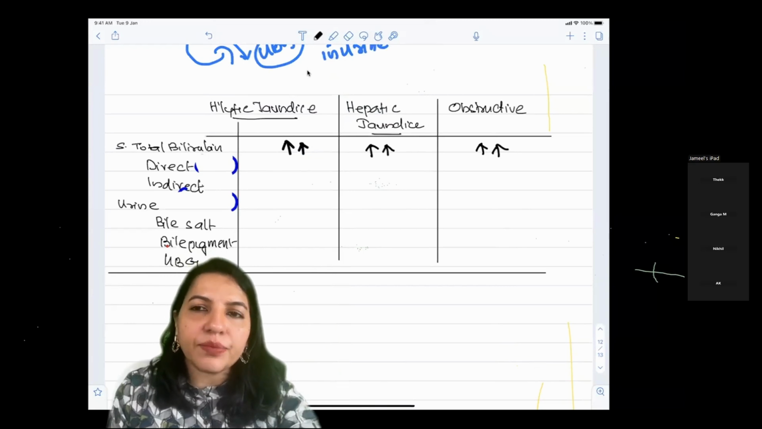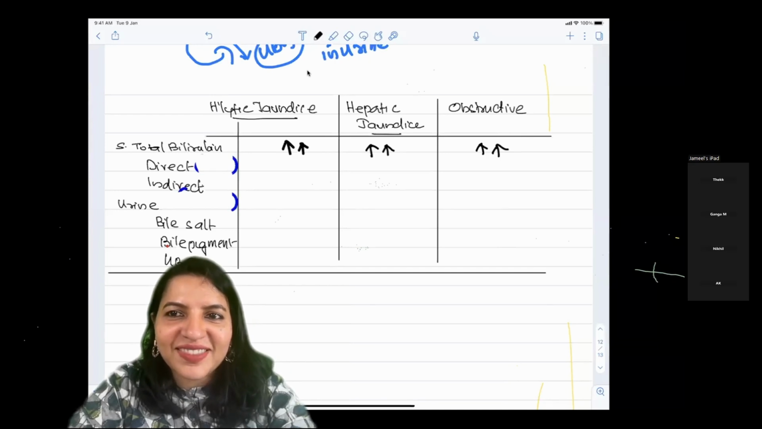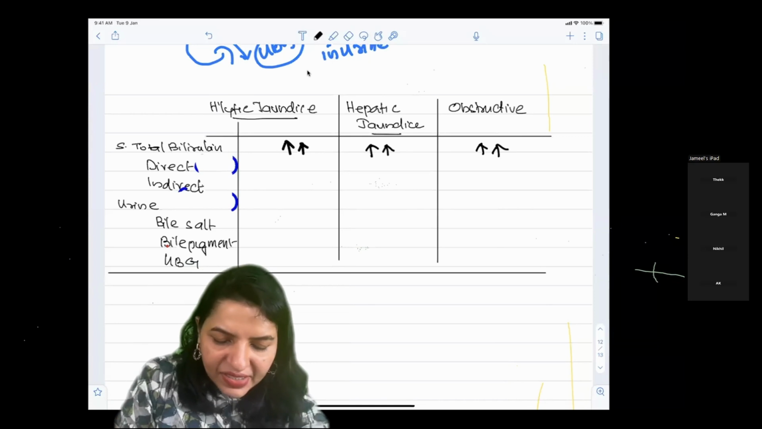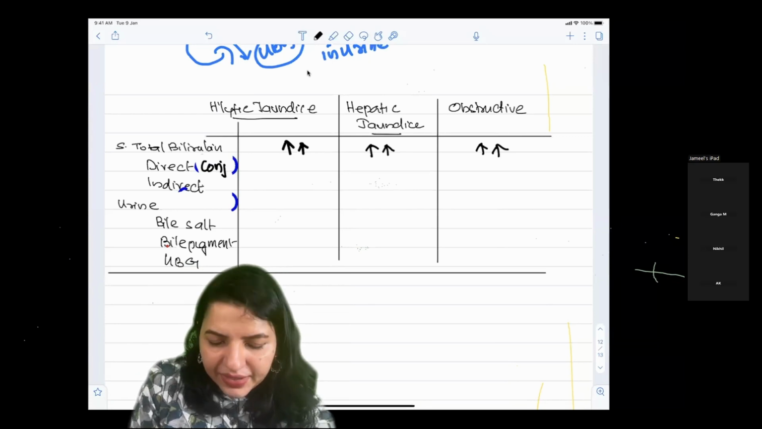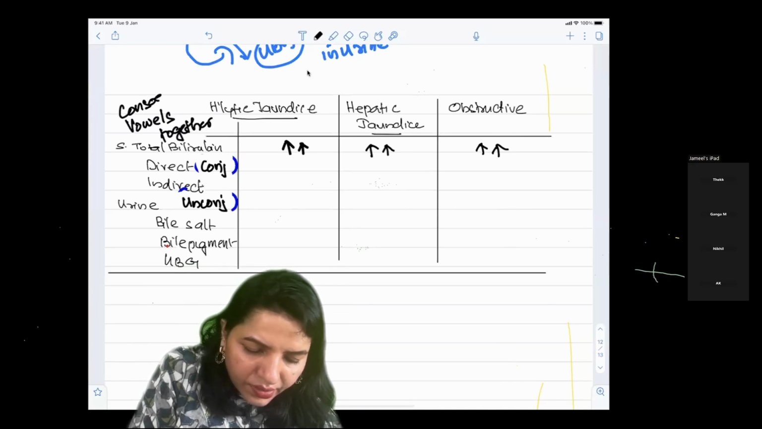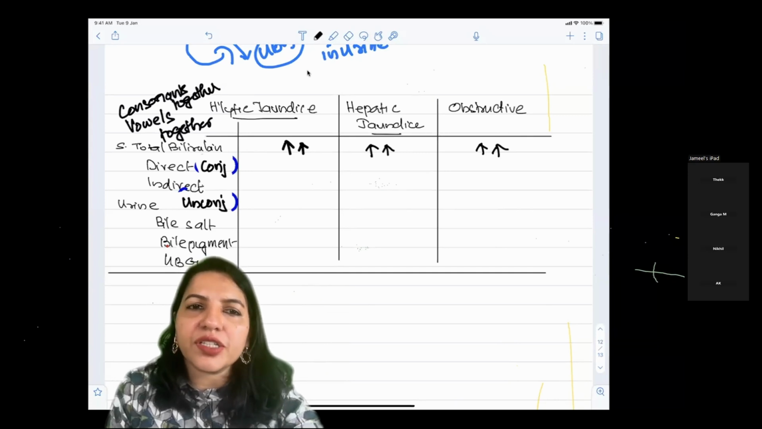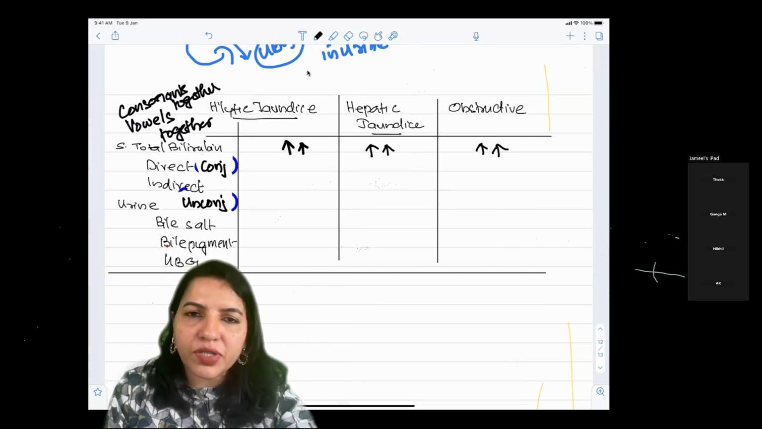Now, what is direct bilirubin? Direct bilirubin is conjugated or unconjugated? Yes, direct is conjugated. Indirect is unconjugated. How can we learn this? Vowels together, consonants together. So direct and conjugated, I and U, they are vowels together. That's how you can remember.